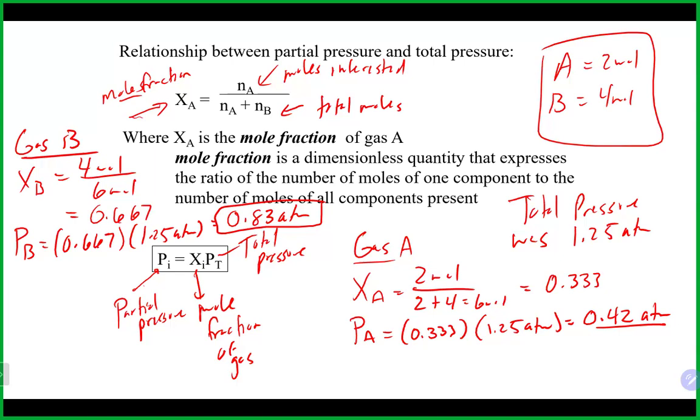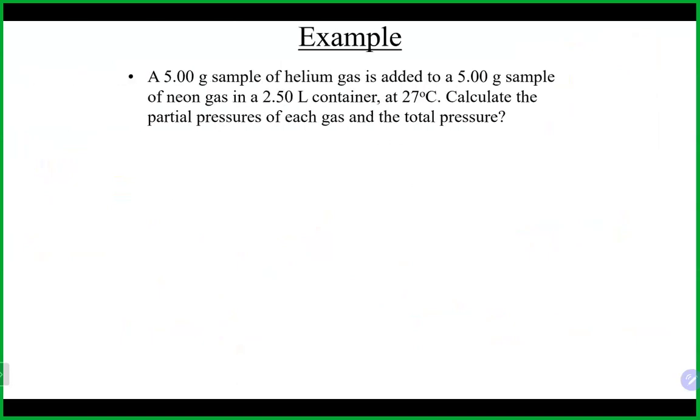All right, so let's take a look at one here. What is the partial pressure of helium and neon if they are in a 2.5 liter container at 27 degrees Celsius? Calculate the partial pressures of each and also the total pressure of the mixture. Helium is 4.003, and neon, I think, is 20.18. All right, looking for three answers: the partial pressure of helium in this mixture, the partial pressure of neon in this mixture, and the total pressure.